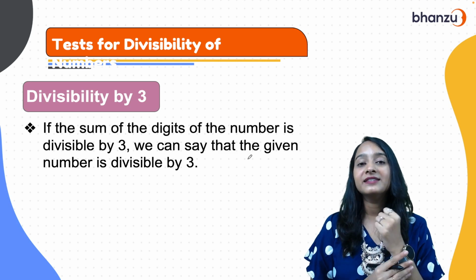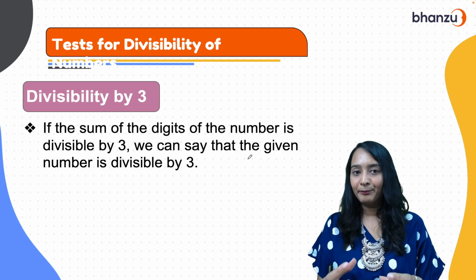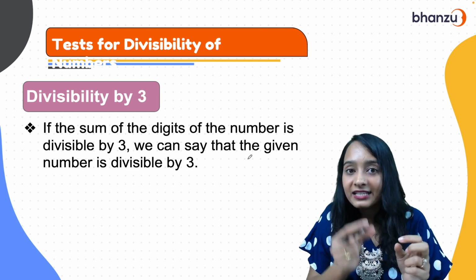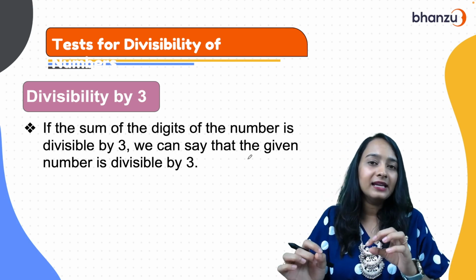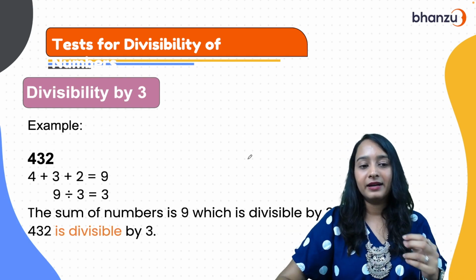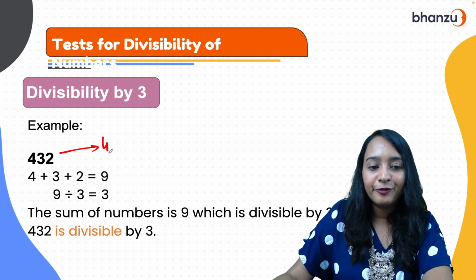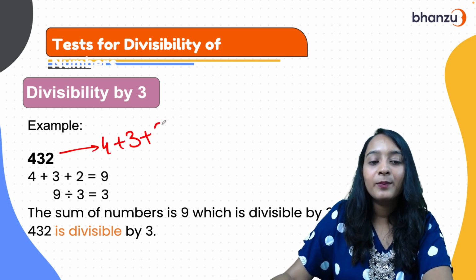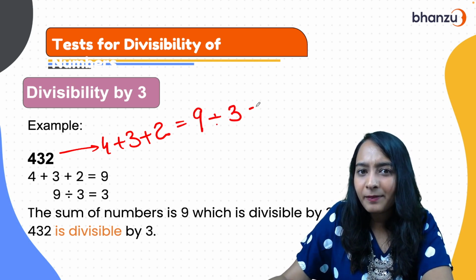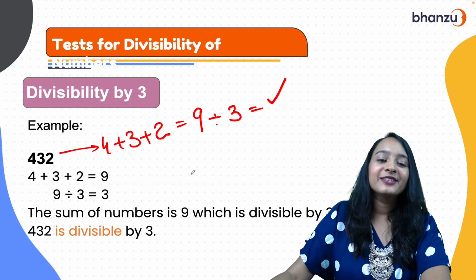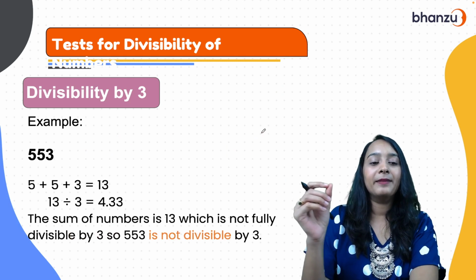And then comes the divisibility for 3. Now for 3, if I give you a number, if the sum of all the digits of that number is a multiple of 3 or is divisible by 3, then the entire number is divisible by 3. For example, 432. I'm going to add them. 4 plus 3 plus 2 is equal to 9. Is 9 completely divisible by 3? Yes. So that means 432 is also completely divisible by 3.